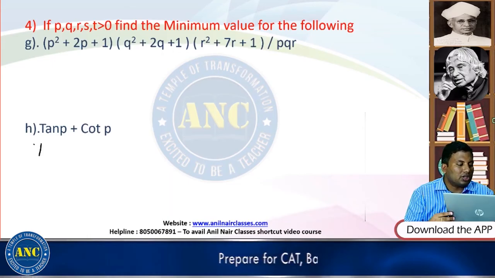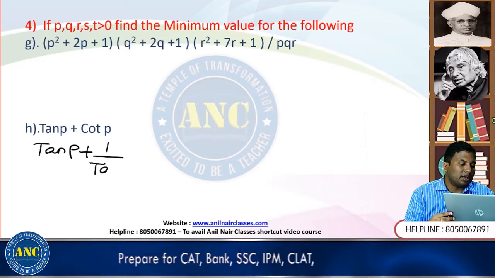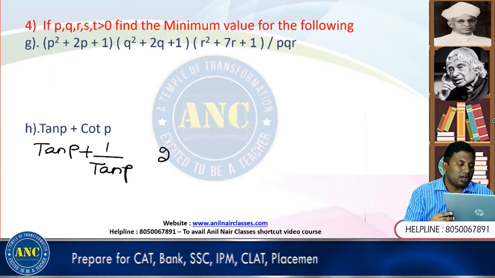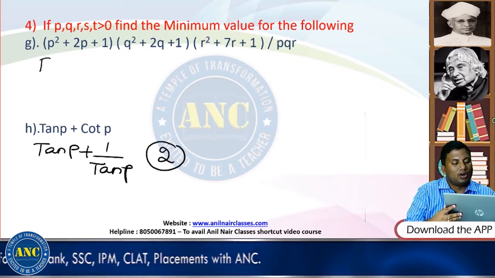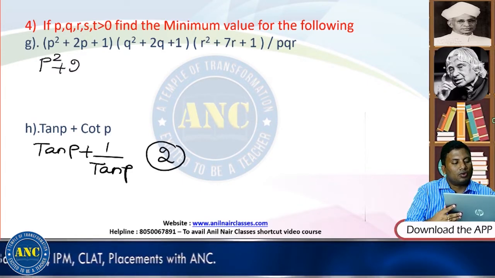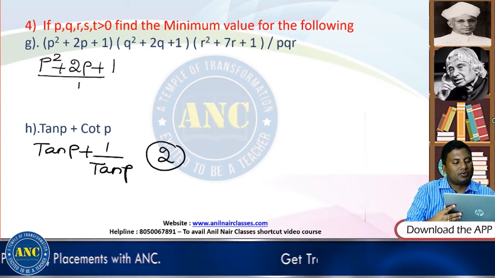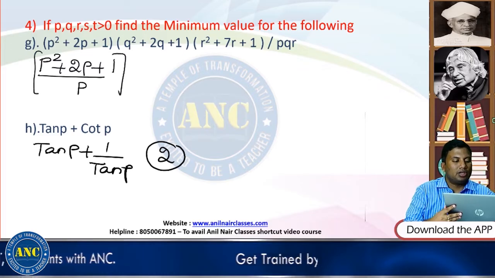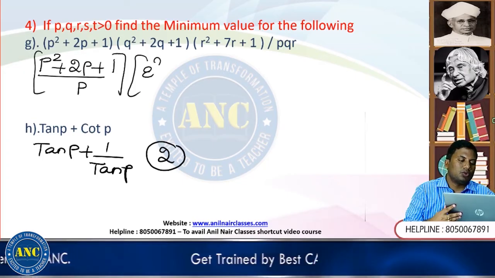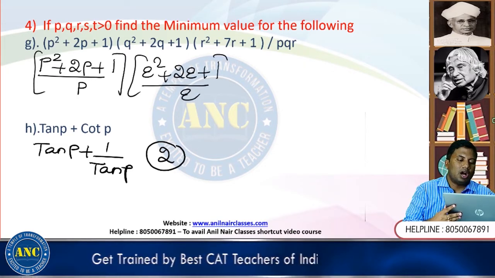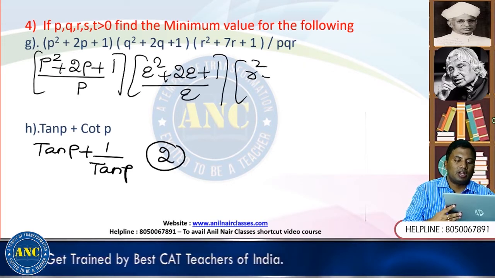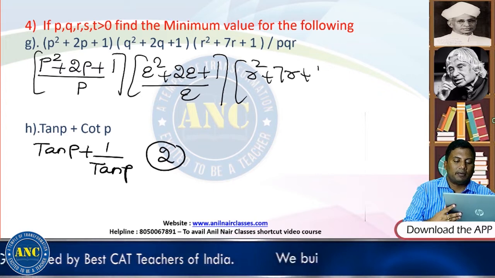Another one, H. tan p plus cot p is nothing but tan p plus 1 by tan p. Variable and its reciprocal, minimum value is 2. Another beautiful question in G. What you do is you separate the value. (p square plus 2p plus 1) divided by p into (q square plus 2q plus 1) divided by q into (r square plus 7r plus 1) divided by r.